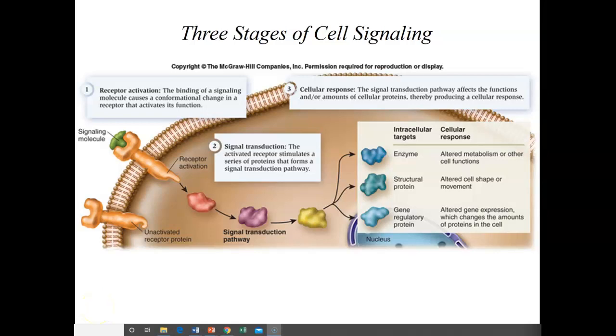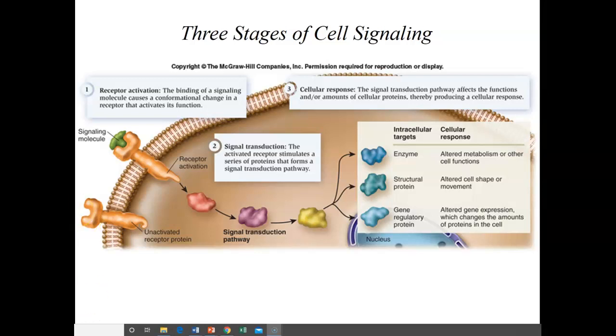Now that you know a little bit about why a cell is going to respond, which is either in response to a signal or responding to another cell, I want to describe to you how a cell actually responds to those signals once the cell's been induced to respond to its particular environment.